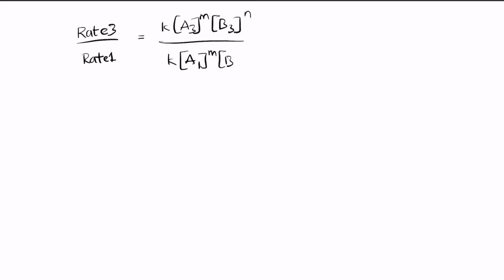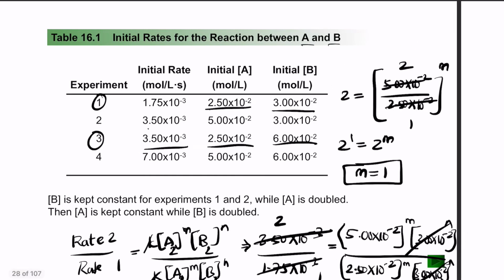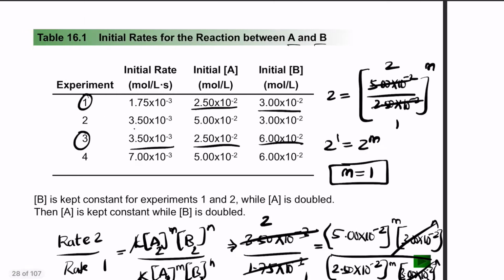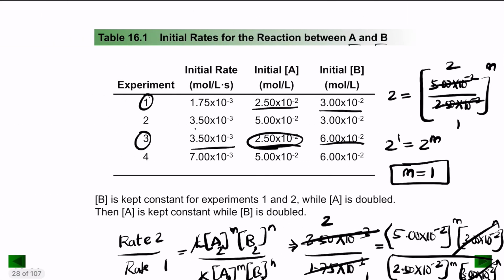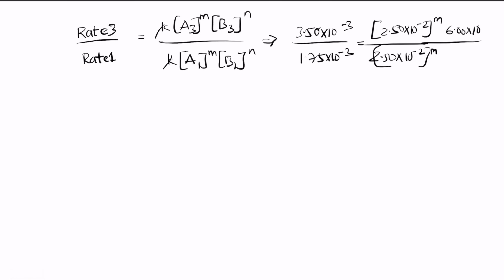So again, what can we write? Rate 3 by rate 1 is equal to k times a3 to the power m b3 to the power n, divided by k times a1 to the power m b1 to the power n. From this we have rate 3, which is 3.50 times 10 to the power negative 3, by rate 1, which is 1.75 times 10 to the power negative 3, equals, so k here is the same, so we can keep that constant. Let's consider a3 here. a3 is 2.50 times 10 to the power negative 2, to the power m, by 2.50 times 10 to the power negative 2, to the power m, and b3 here is 6.00 times 10 to the power negative 2, to the power n, and 3.00 times 10 to the power negative 2, to the power n. So these two are constant, so we can cancel them out.